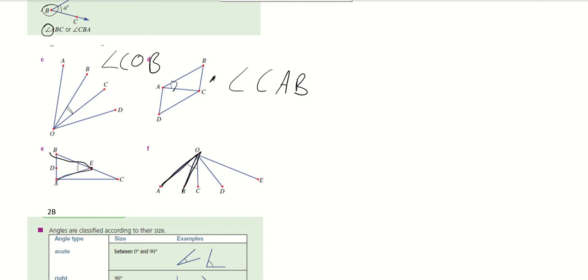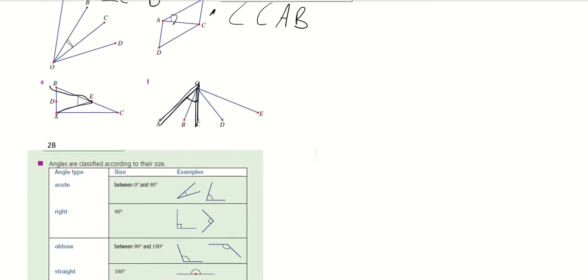Actually, I need to rub that out. My apologies, I didn't see that went over. That would just be that angle, but you see here it goes over both of them. So it's actually AOC or COA. I'm not editing that out. You'd be right.